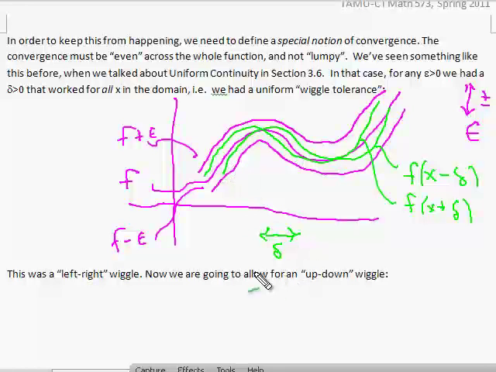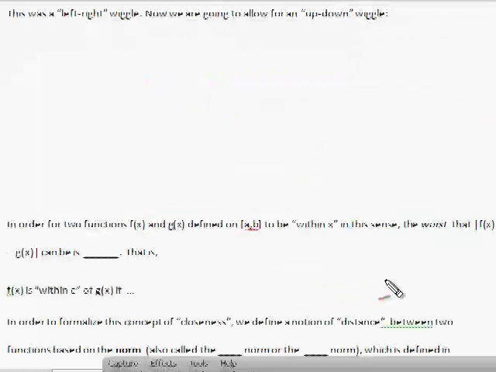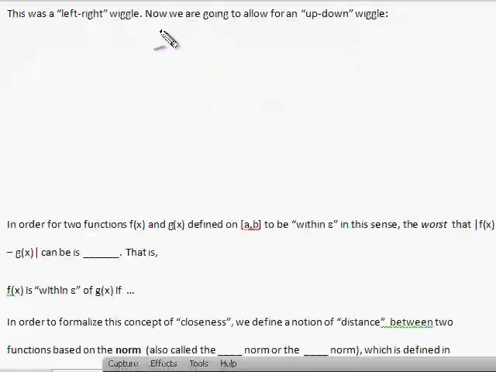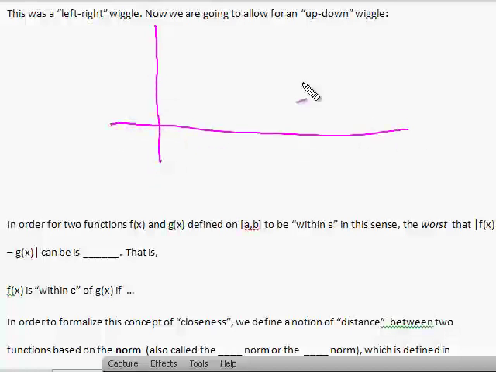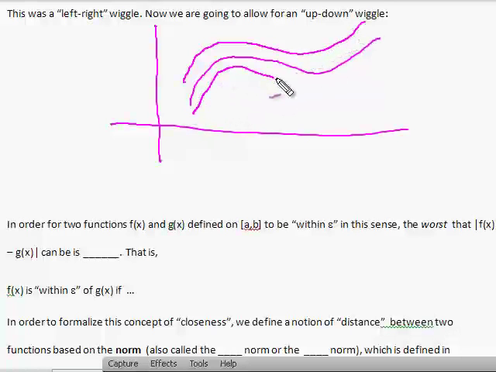Okay, so that was a left-right wiggle. Now we're going to allow for an up-down wiggle. So let's see how that works. I'm going to draw my function again, and let's do an up-down wiggle. So I'm going to draw this sleeve just like I did last time. So this here is f, and here is f minus epsilon, and here's f plus epsilon.